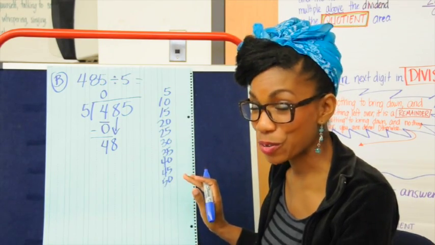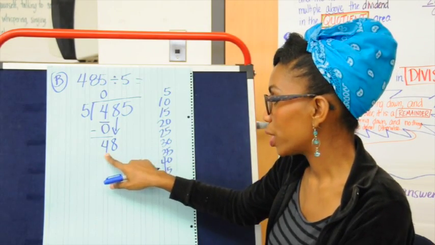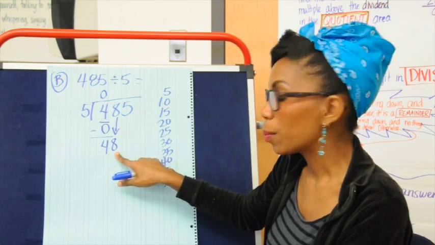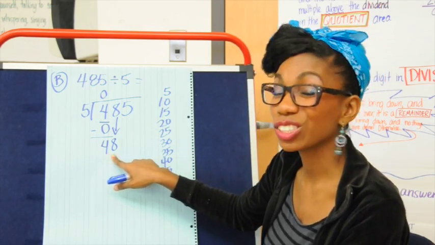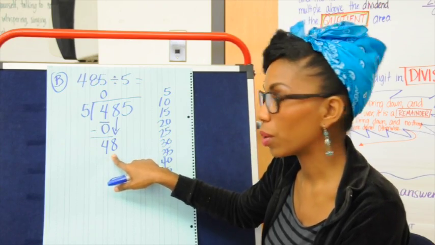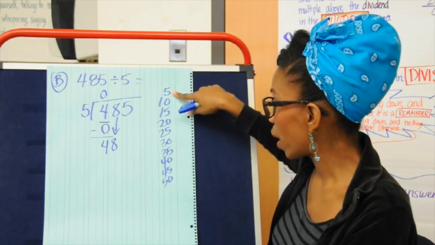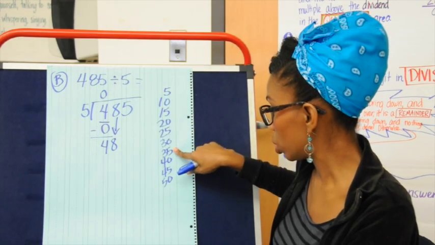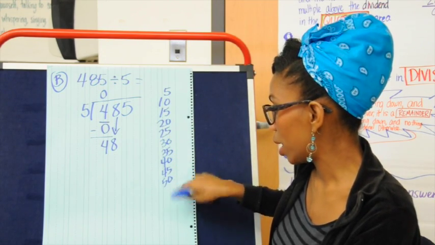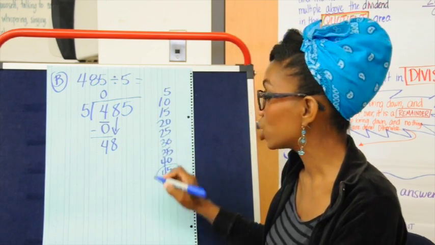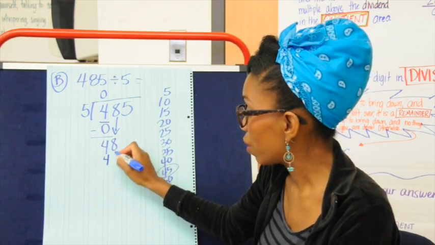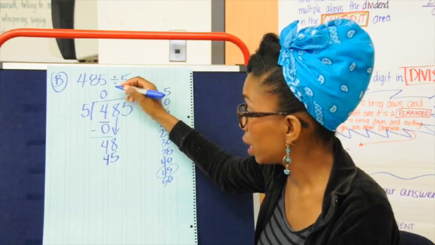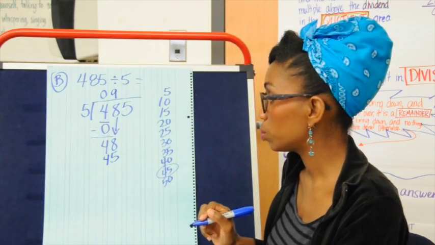Now I start over. I now have 48. How many times does 5 go into 48? Or which multiple of 5 is closest to 48 without being greater? Let's come back here. 5, 10, 15, 20, 25, 30, 35, 40, 45. Can't go to 50, so it is 45. I can put my 45 here, and 5 times 9 equals 45, so my 9 goes up top.